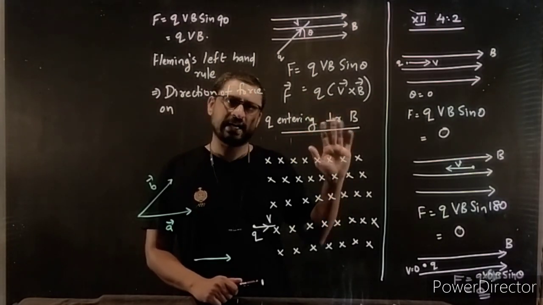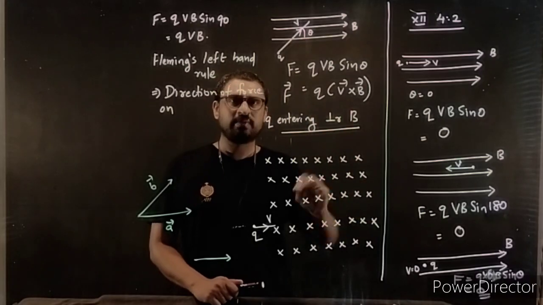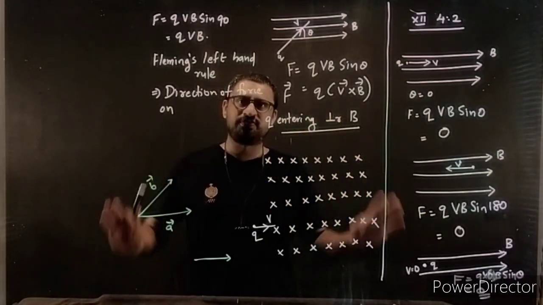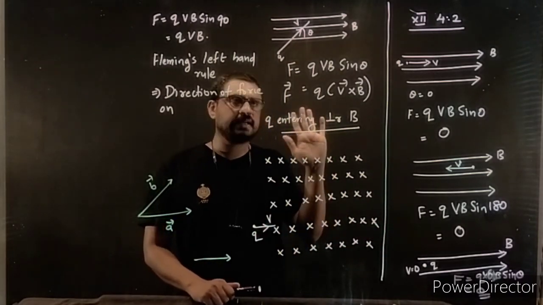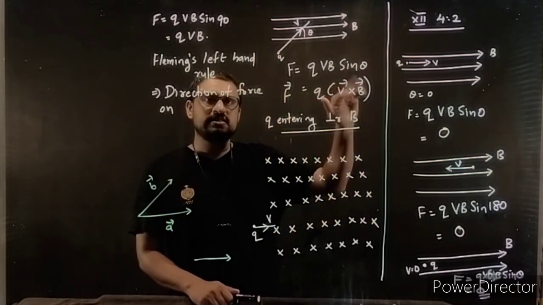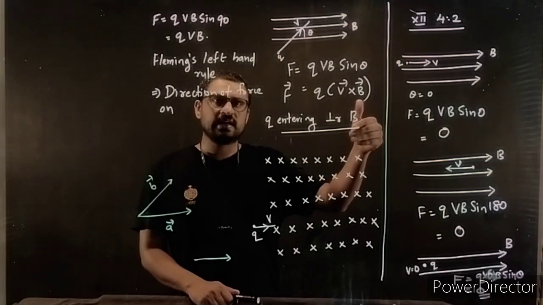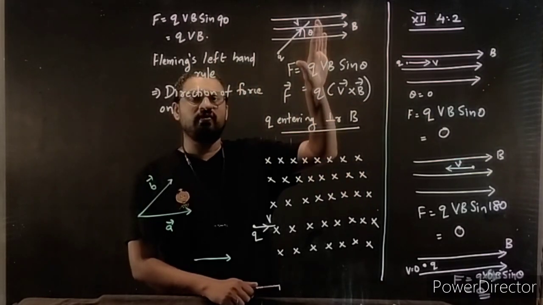So this is my right hand. Actually, it is my right hand. I'm a right-hander. Writing on board, what I'm doing is with right hand. But when I take the flipped video, it becomes left. That's all. So I have to take my right hand and curl, these are fingers, and this is thumb. I have to curl my fingers from the direction of V to B.